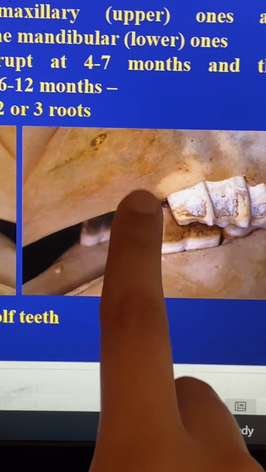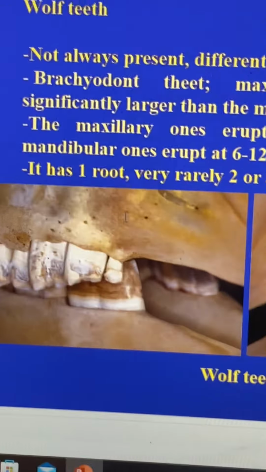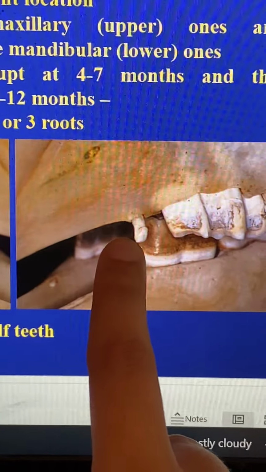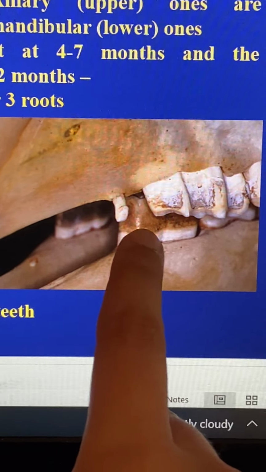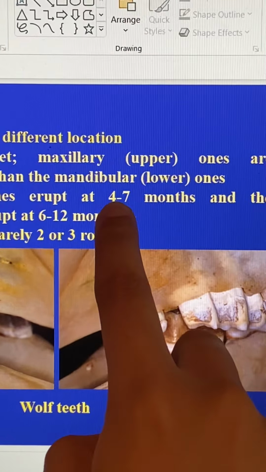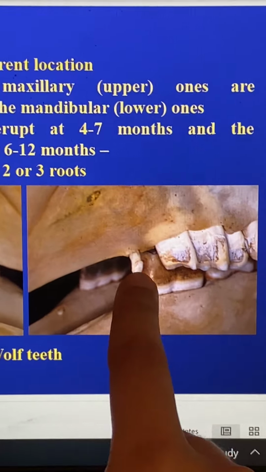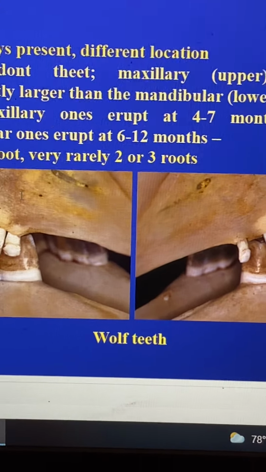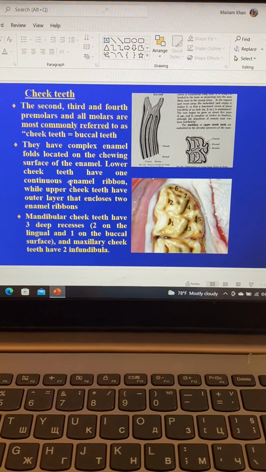Anyway, the maxillary upper ones are significantly larger than the mandibular ones. And the maxillary ones erupt around 4 to 7 months of age, and the mandibular ones 6 to 12 months. I'll show you the numbers. Maxillary, mandibular, and it has 1 root, and it very rarely has 2 or 3 roots, a bit like the canines. Now the cheek teeth, these are the premolars and molars.